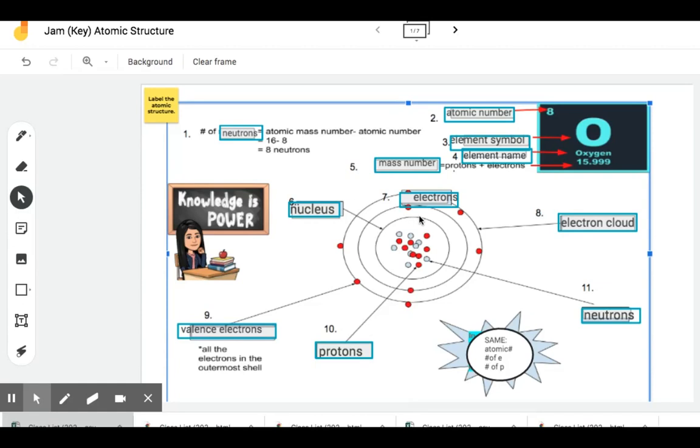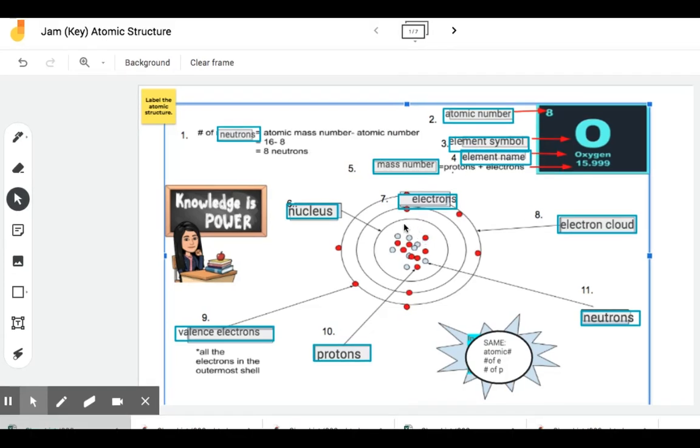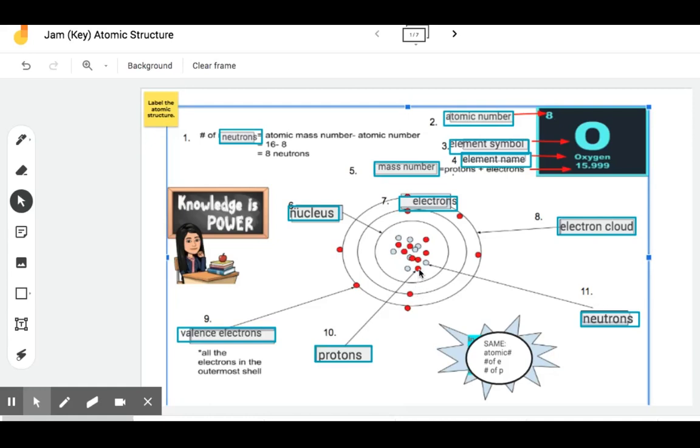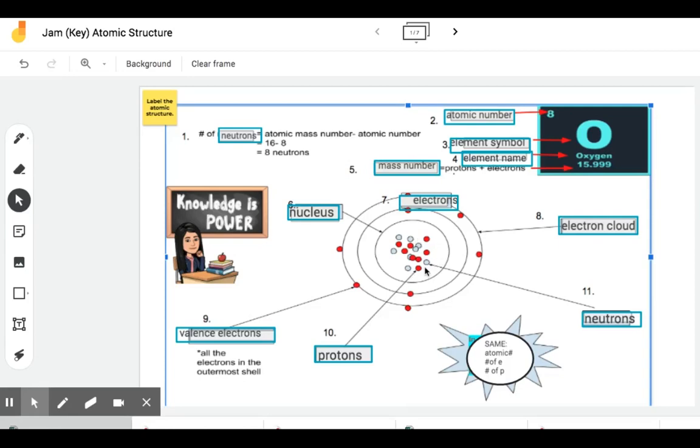To understand the subatomic particles, we're going to use a Bohr model in understanding the atomic structure of oxygen. Inside the nucleus of an atom, you have protons and neutrons. So the number of protons is equal to the atomic number in a neutral atom. So you have 8 protons and you have also 8 neutrons. 8 plus 8 is equivalent to 16.